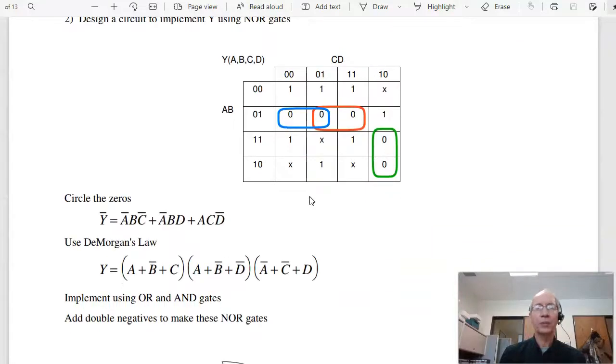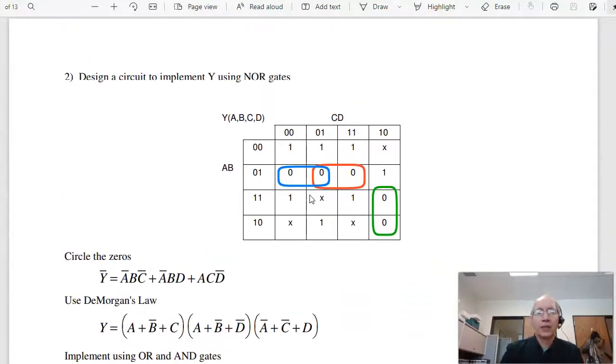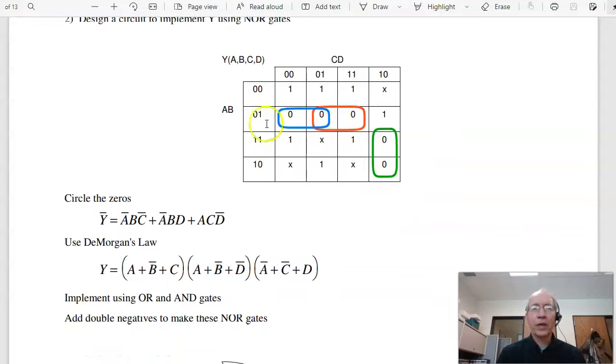Problem 2 is repeat, but now using NOR gates. With NOR gates, you circle the zeros. So in this case, I'll circle these 2 zeros. I'll circle these 2 zeros and these 2. And that's about the best I can do. So that would be Y bar, since I circled the zeros, is this guy. That's A bar, B, C bar. The red is A bar, B, D, and the green is A, C, D bar.